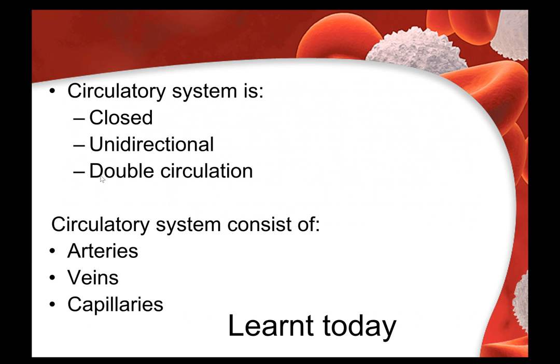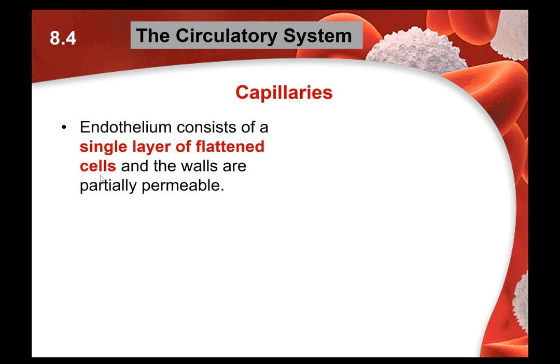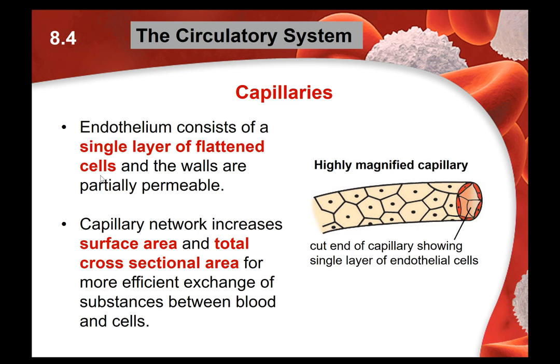So let's continue. We learned more about the arteries and the veins, and now moving on, we have this last bit about capillaries. We're going to look at the structure of capillaries, the function, and how the exchange of material happens between the tissue and the capillary blood. So the capillary is only one layer of cells. Can you imagine? It's a very thin layer, really like a popiah skin, just one thin layer.